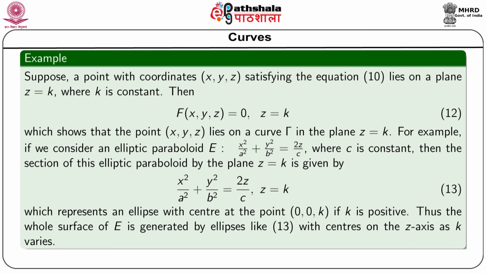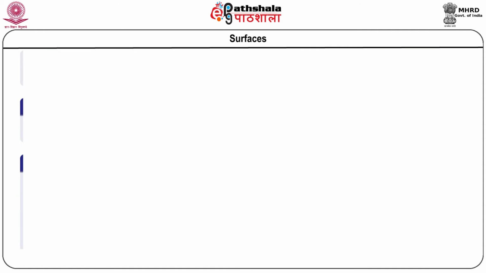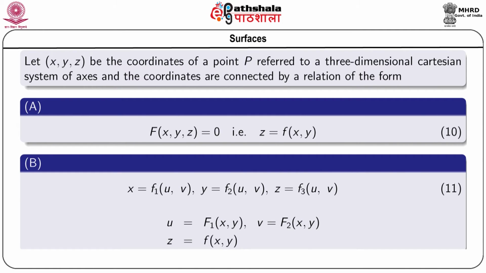Now, we shall discuss how we can represent the equation of a curve. Suppose there is a point with coordinates x, y and z which satisfies equation number 10. That means the point x, y, z lies on the surface capital F x, y, z equals 0.